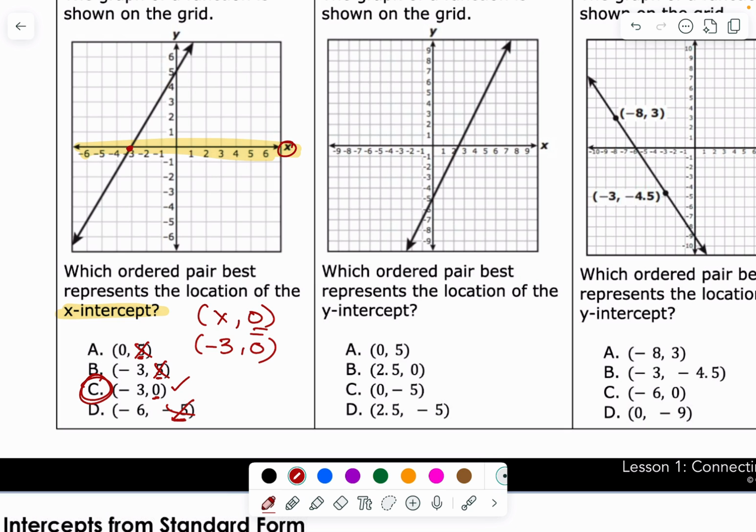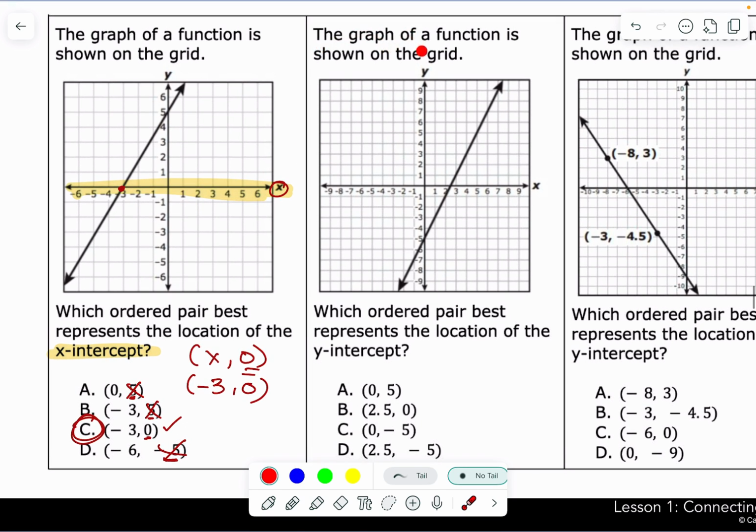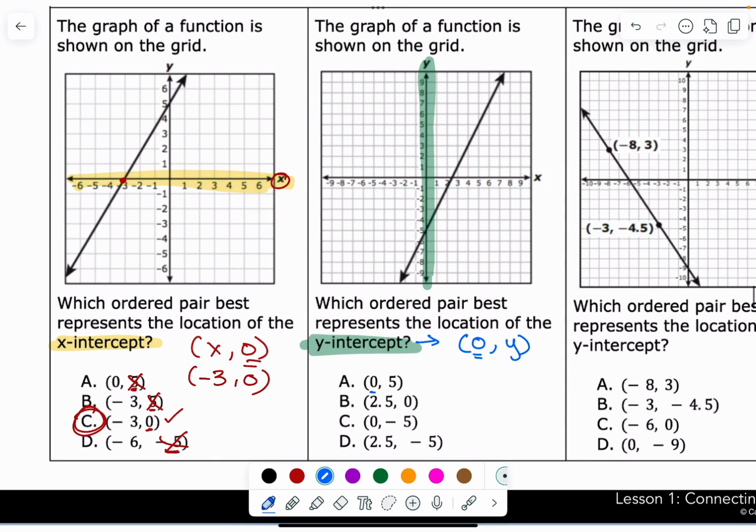Now, for the next one, it says, the graph of a function is shown on the grid. Which ordered pair best represents the location of the y-intercept? So my important word is y-intercept. And I know when I'm dealing with the y-intercept, it's always 0, comma, y. I want 0 first. I have 0, 2.5, this isn't good. 0, this is okay. And then D has 2.5, that's also not good. So I'm between A and C.